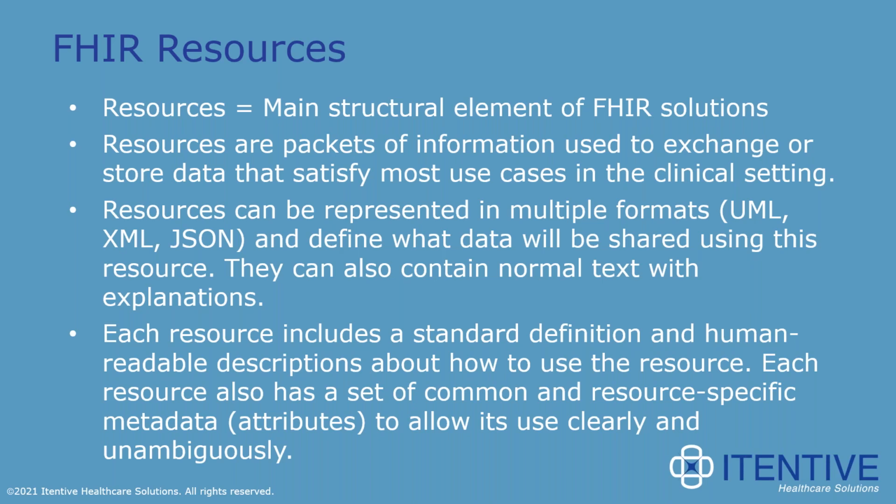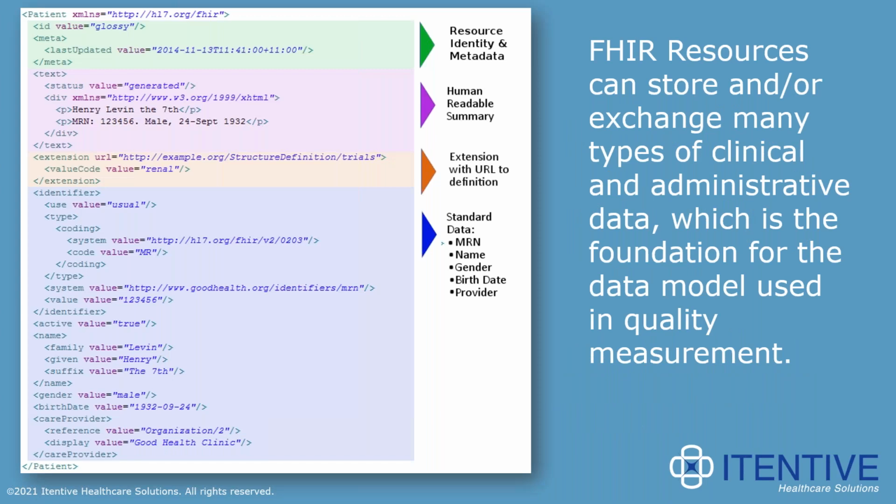So resources are the basis for all exchangeable FHIR content. Each resource includes a standard definition and human-readable descriptions about how to use the resource. Each resource also has a set of common and resource-specific metadata or attributes to allow it to be used clearly and unambiguously. So FHIR resources can store and or exchange many types of clinical and administrative data, which again is the foundation for the data model used in quality measurement. Above is just a simple example showing the important parts of a resource. You have your local extension, your human readable HTML, and that standard data.